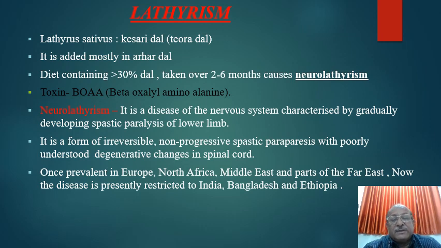It is a disease of the nervous system characterized by gradually developing spastic paralysis of the lower limbs. Very important: it is a form of irreversible, non-progressive spastic paralysis, paraparesis, with poorly understood degenerative changes in the spinal cord. Once prevalent in Europe, North Africa, the Middle East, and parts of the Far East, the disease is presently restricted to India, Bangladesh, and Ethiopia only.